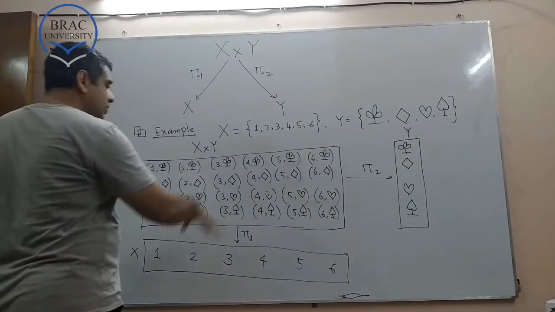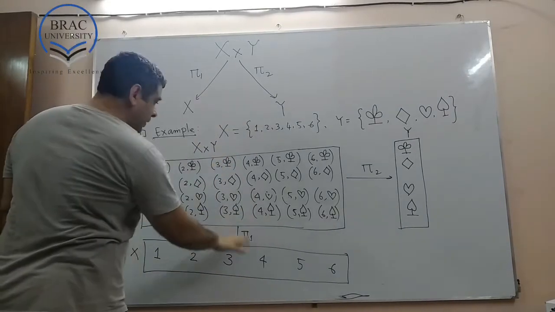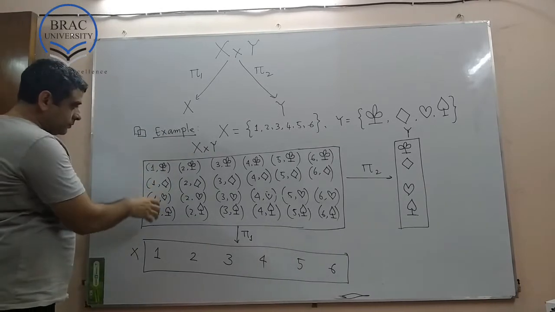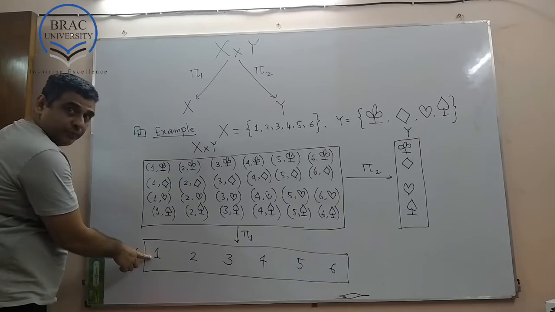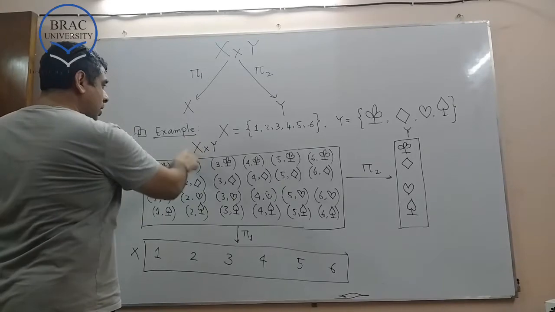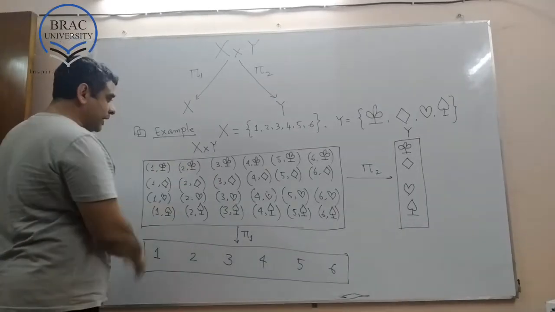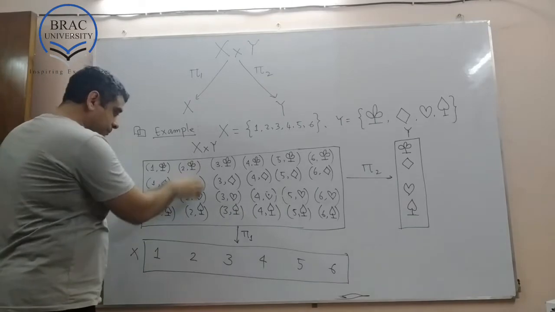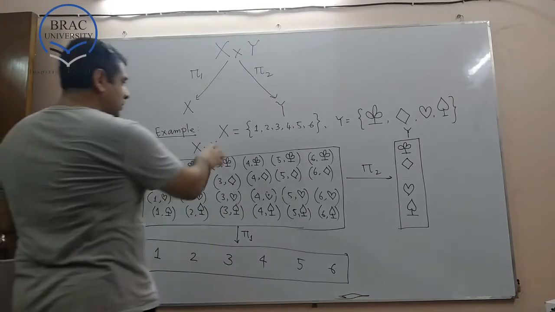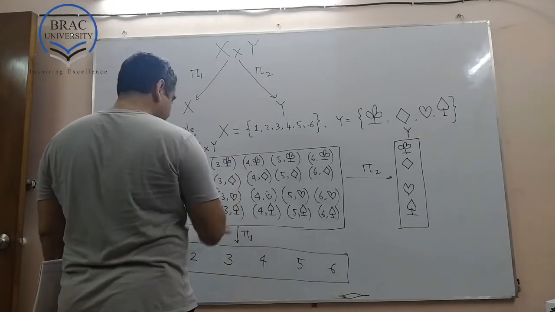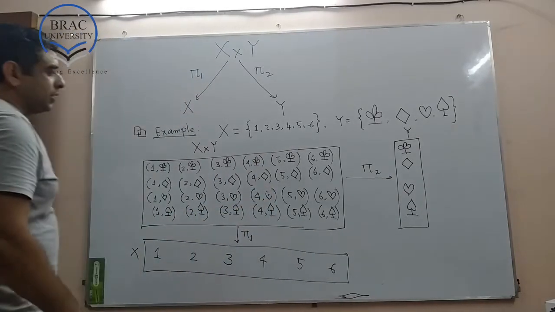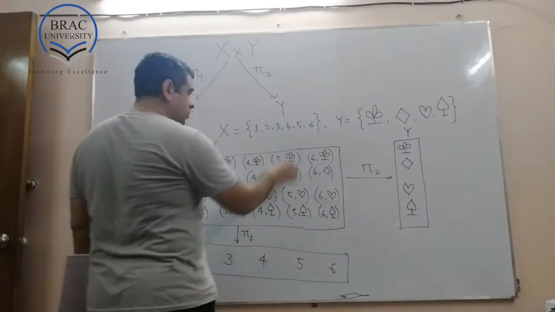Similarly, for this projection phi 1, all the elements contained in the first column are projected to the element 1 in X. All the ordered pairs in the second column of X cross Y, tabulated in here, are projected to the element 2 of this set X. All the elements here in the third column are projected to 3. All the elements here in the fourth column are projected to 4, and so on.